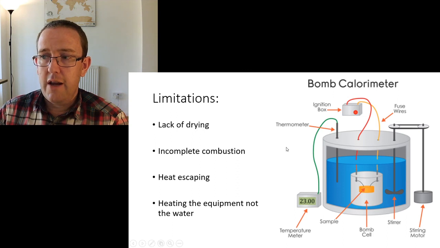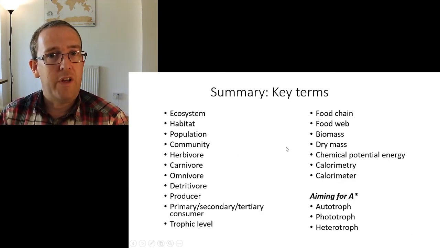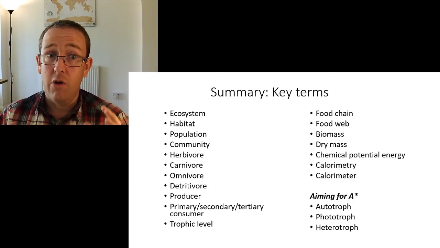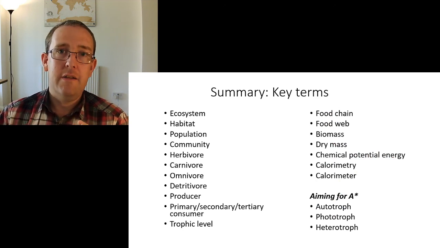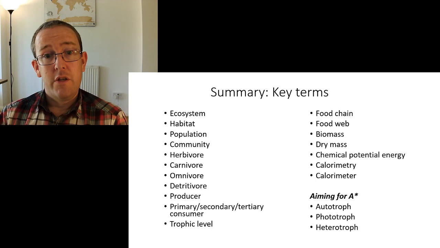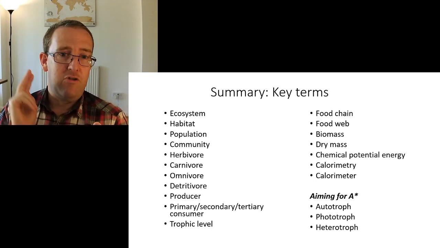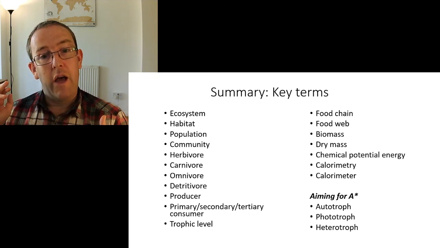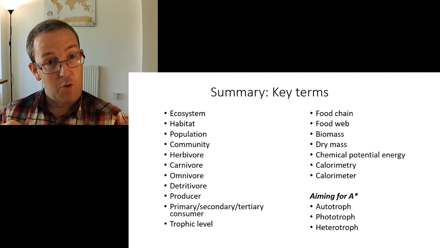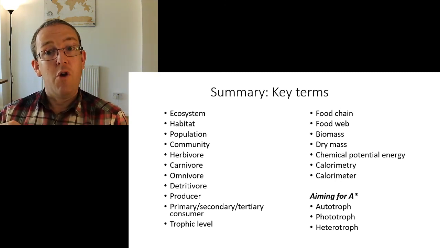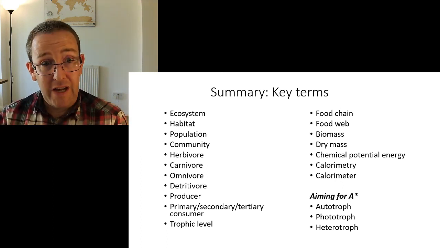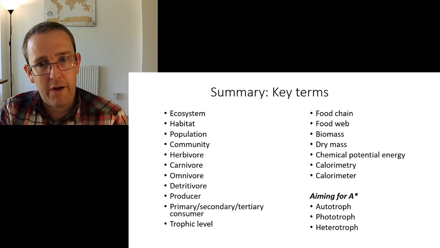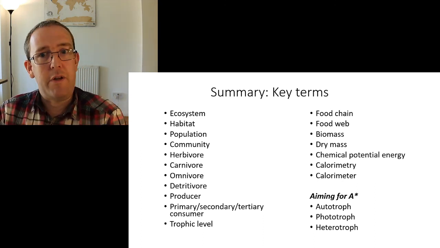All right, so here's our summary of all the key terms I reckon you've got, and it is a lot. This is a wordy lesson, which obviously is hard, but they are a lot of the words you will already know. So we've got ecosystem, habitat, population, community, herbivore, carnivore, omnivore, detritivore, producer, primary, secondary, tertiary, consumer, trophic level, food chain, food web, biomass, dry mass, chemical potential energy, calorimetry, which is the study that we just talked about, and calorimeter, which is the piece of equipment.